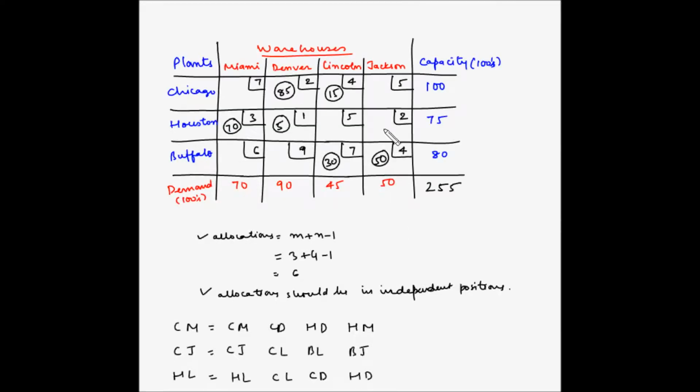Now the next one is Houston, Jackson. Now for Houston, Jackson, the closed path will be Houston, Jackson to Houston, Denver to Chicago, Denver to Chicago, Lincoln, then down to Buffalo, Lincoln, then to Buffalo, Jackson, and then back to Houston, Jackson.